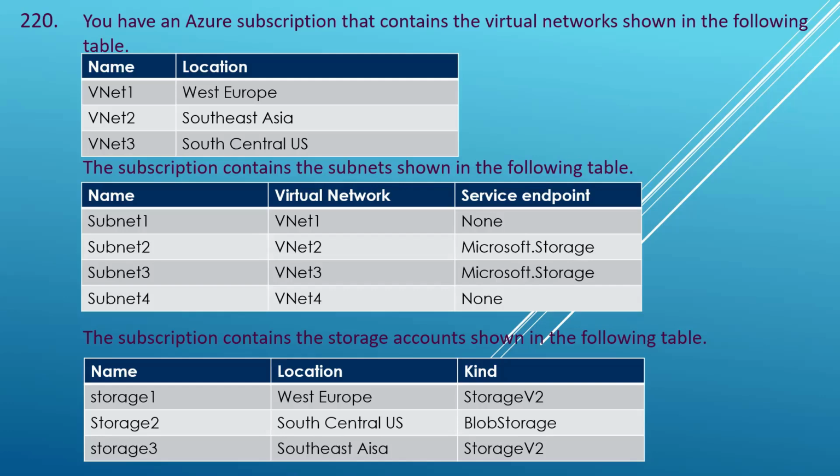There are 3 storage accounts with the name of storage 1, which is in West Europe location and is of type storage version 2. And then you have another storage account with the name of storage 2, which is hosted in South Central US location with a kind of blob storage. Then the third storage, which is storage 3, is hosted in Southeast Asia location and is of kind storage V2.